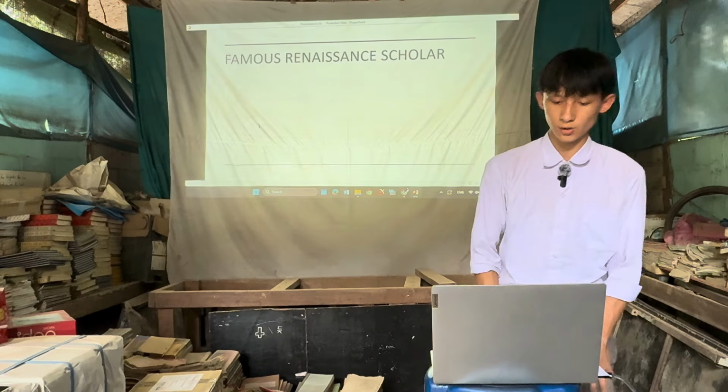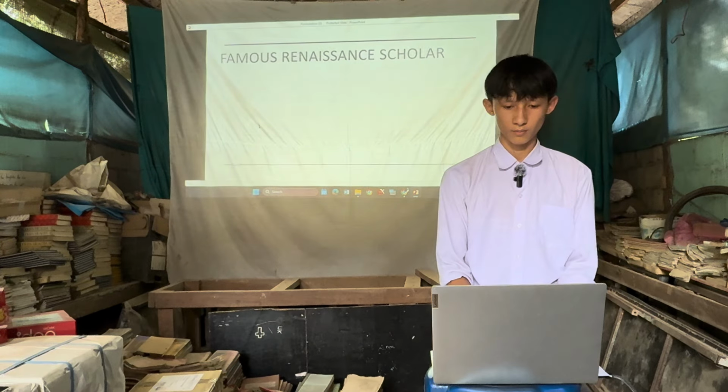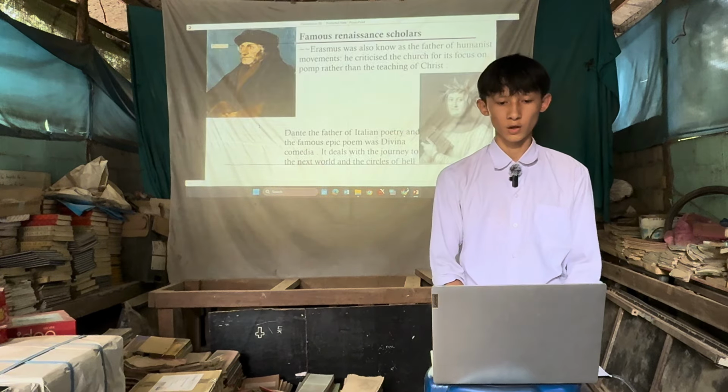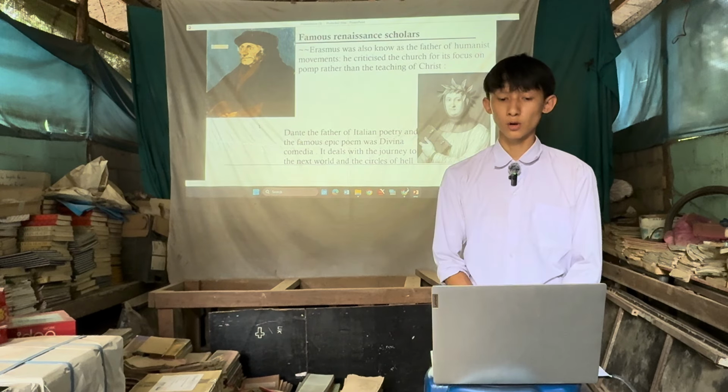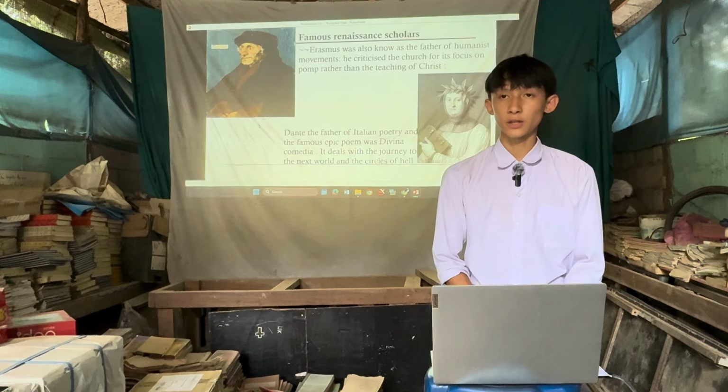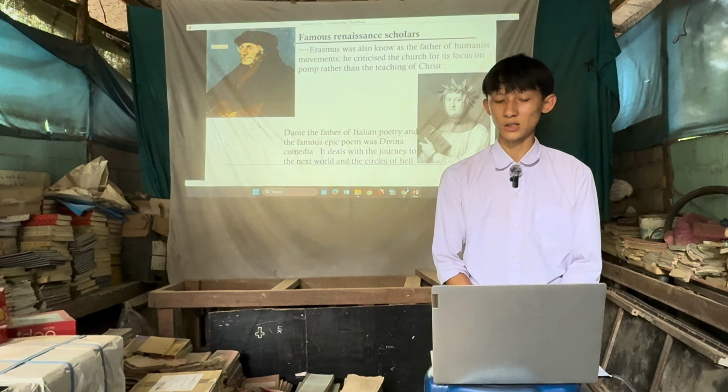Famous Renaissance scholars. The first one was Erasmus. Erasmus was also known as the father of the humanist movement. He criticized the church for its focus on pomp rather than the teaching of Christ.